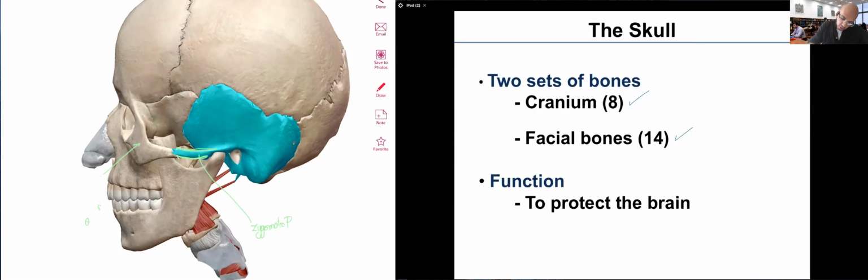We've seen a short and broad process that is going to be located behind your ears. This is the mastoid process. And one that is going to be thin, long, and pointed. This is the styloid process.